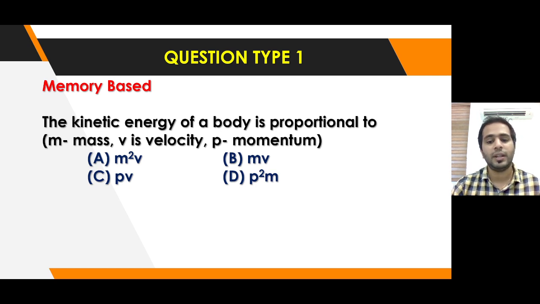Different types of questions are asked in the CET exam, and some questions are memory based. You don't have to write anything. You either know this or you don't know this. So you will know that the kinetic energy of a body is proportional to what. So obviously the answer here is PV, that is option C. You either know this or you don't know this, so you don't have to waste time on this. If you know it, answer. If you don't know, move on. So memory-based questions are like this.